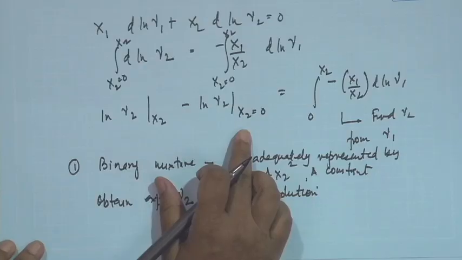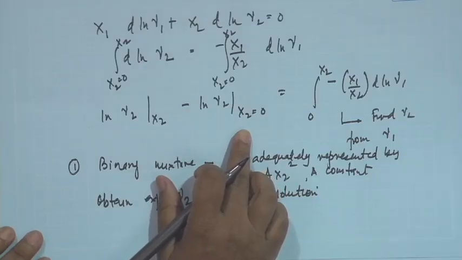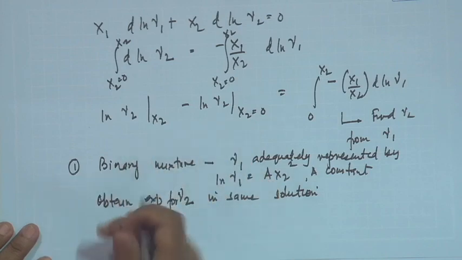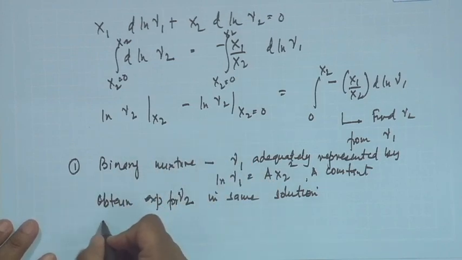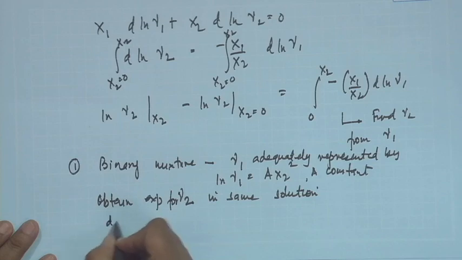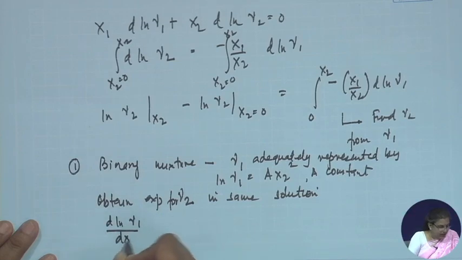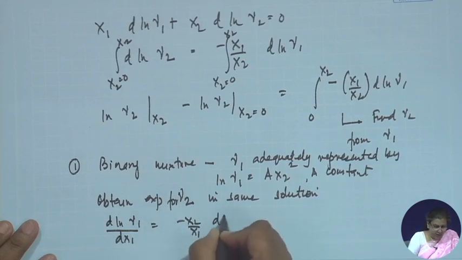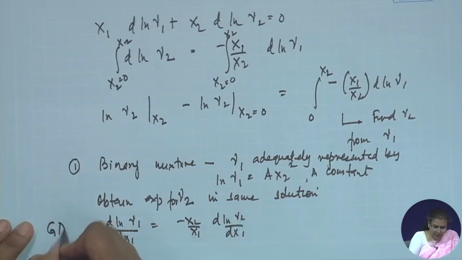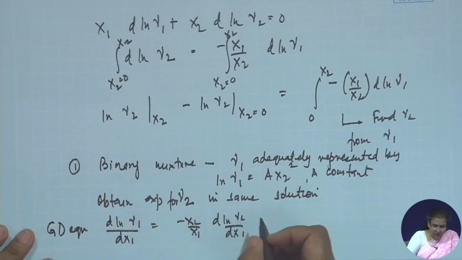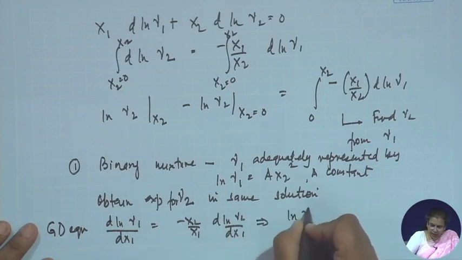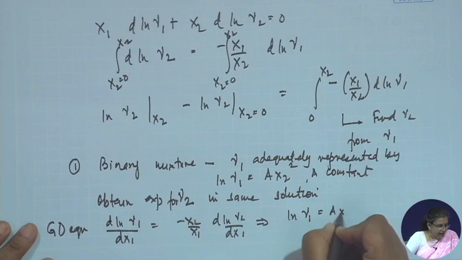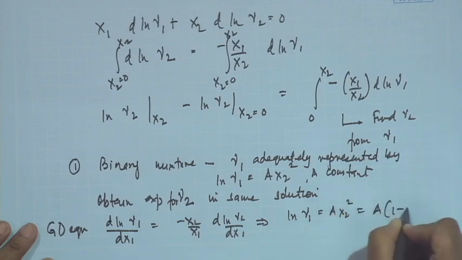If you look at this particular equation, we can very well find it from here. We already know that d ln gamma 1 dx1 equals minus x2 by x1 d ln gamma 2 dx1. This is nothing but, as I have mentioned, the Gibbs-Duhem equation. So, from here what do we know? We know ln gamma 1 is already given as a x2 square, which can be written as a into 1 minus x1 whole square.